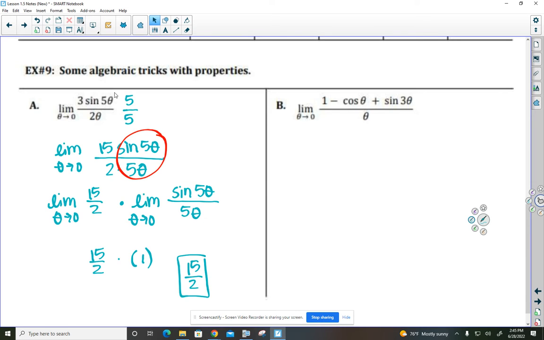Okay. So what else can we do with more tricky expressions involving trig functions? Take a look at part B. And look really carefully. You can see that there are 2 instances where we can see the special trig limits. The 1 minus cosine theta over theta, as well as the sine theta over theta. This quantity, we use partial fractions. We can take each of the numerators and divide by the denominator.